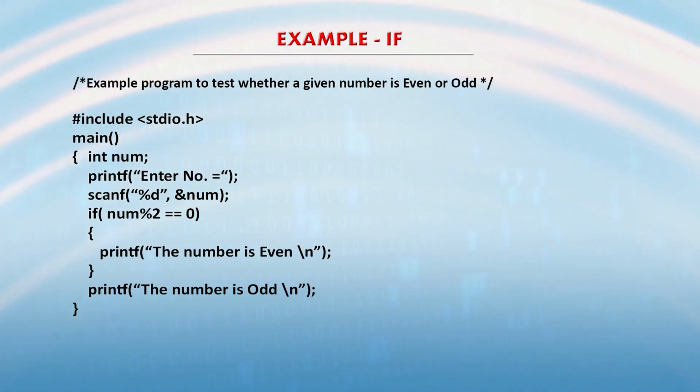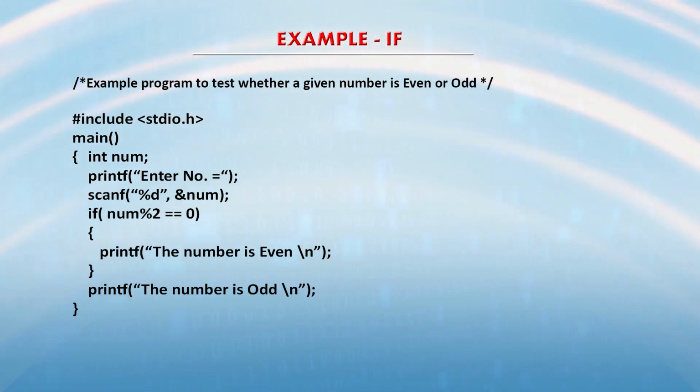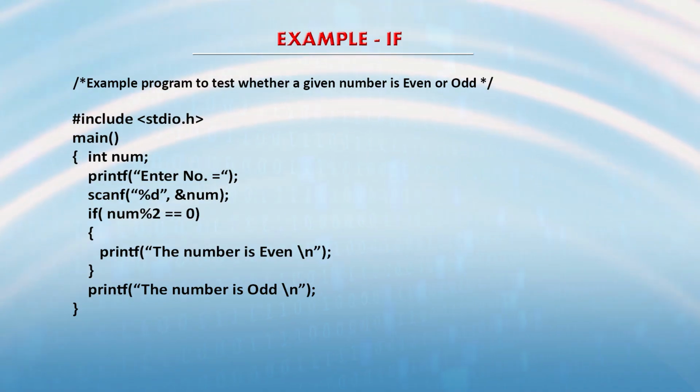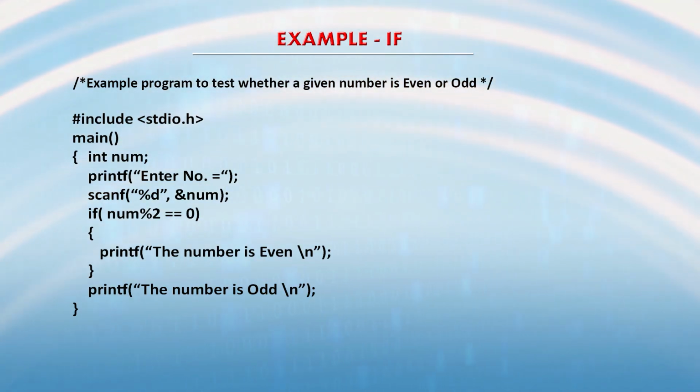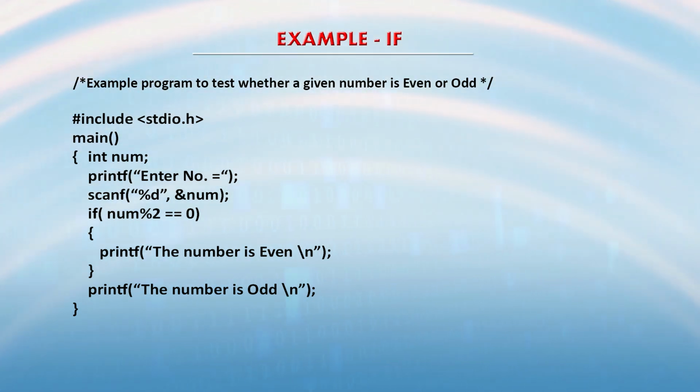So if you enter say 6, then 6 % 2 is equal to 0, so it will be written that the number is even. But if you enter num is equal to 5, then 5 % 2 is not equal to 0, then it will print that the number is odd. I hope you understand how the if construct works.